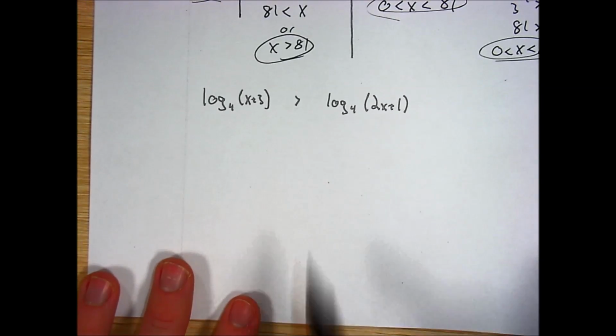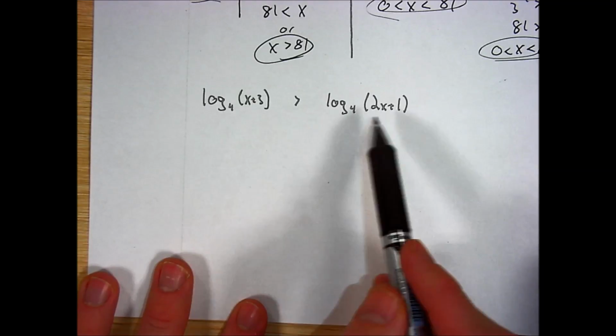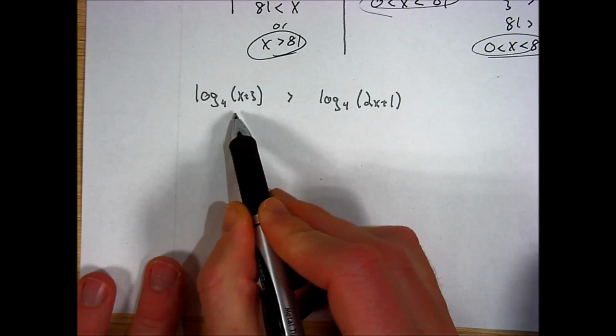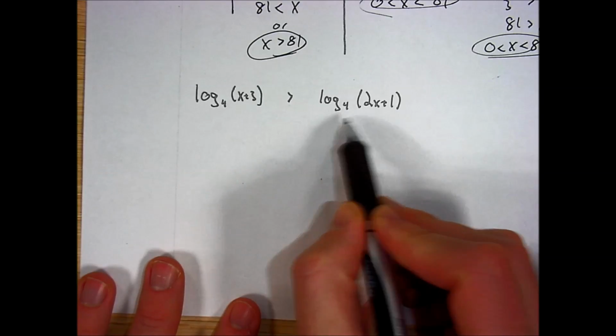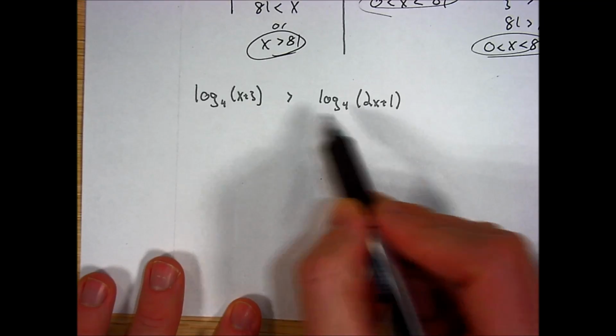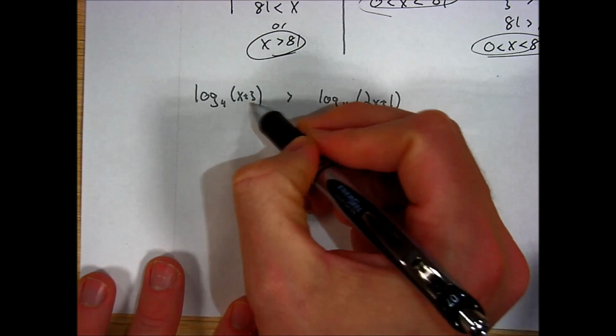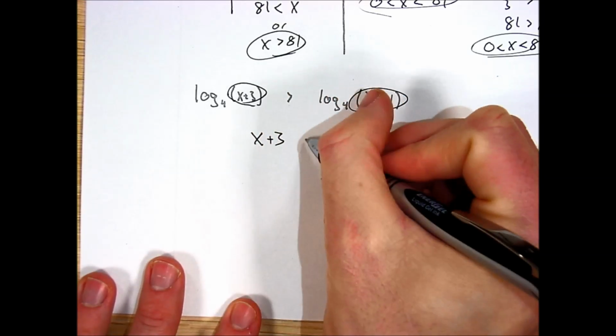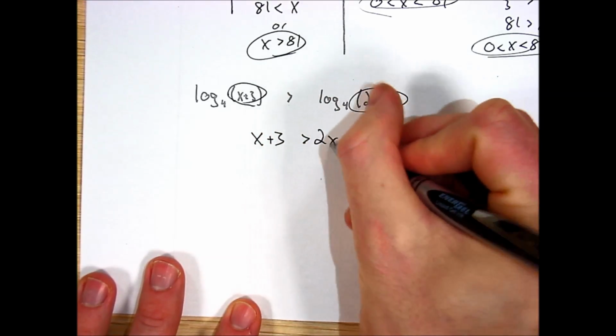Last type of problem. Okay, we've got logs on both sides. Log base 4 of x plus 3 is greater than log base 4 of 2x plus 1. So the log base 4 and the log base 4 are the same. The only way that this side is greater than this side is if this part is greater than this part. So x plus 3 needs to be greater than 2x plus 1.